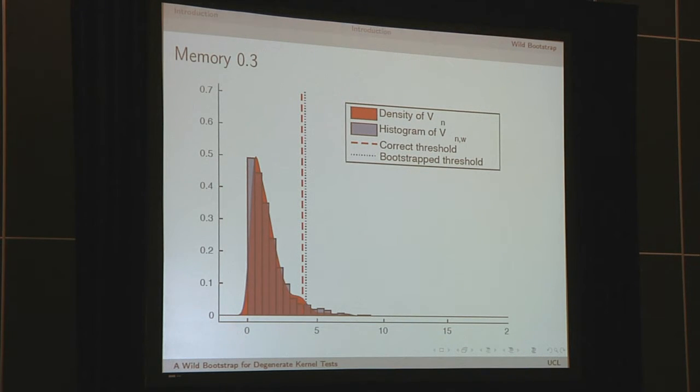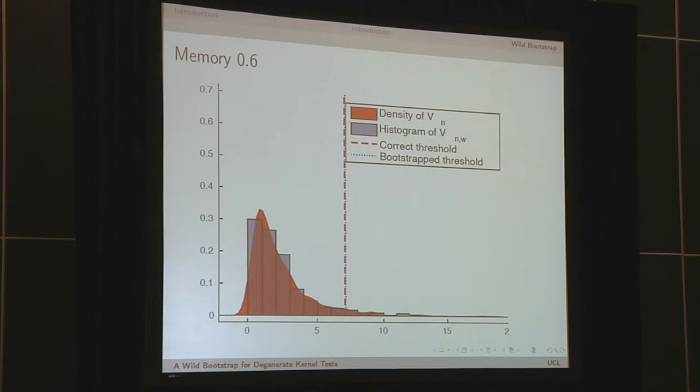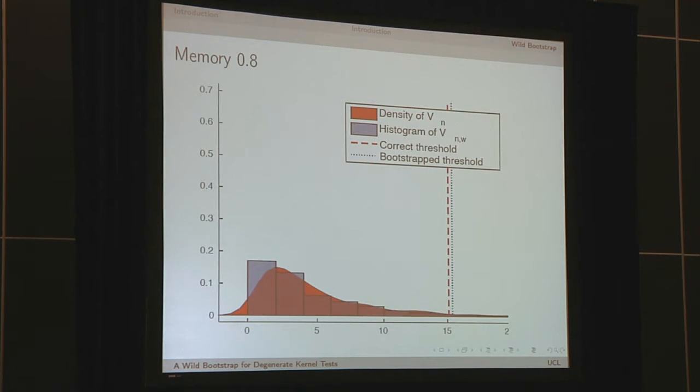Memory was the autoregressive coefficient, so the processes are gaining more memory, and the two thresholds are staying close to each other. Also, the histogram of the bootstrap V statistic, V and W, resembles a lot the density of the true V statistic. And this trend does not, so to speak, finish. You can see that the approximation is also good for processes with large memory.